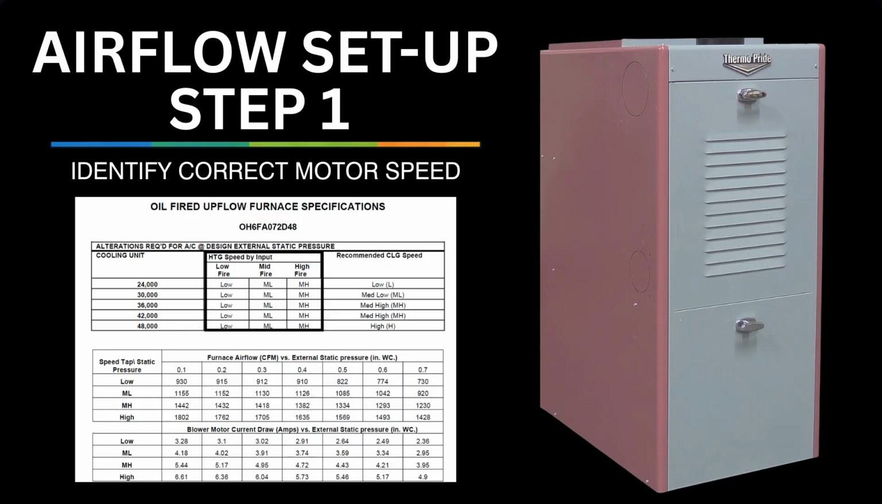Step 1. Identify the correct motor speed for heating. In this example, there are three firing rates: low fire, medium fire, and high fire. Each firing rate has a specific, designed blower speed setting used to ensure proper airflow and system performance. If airflow is wrong, your system performance and diagnostics become unreliable.